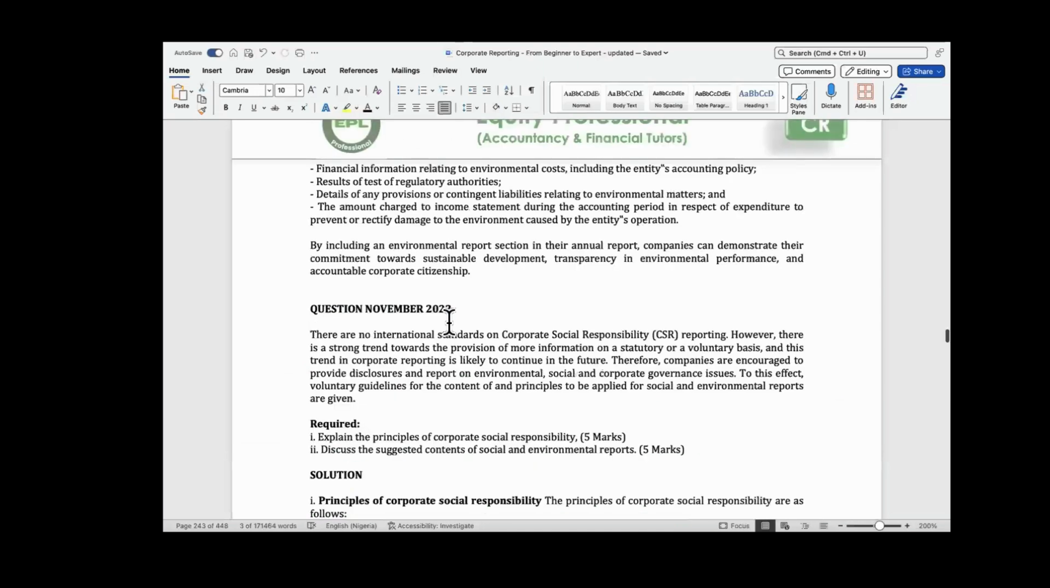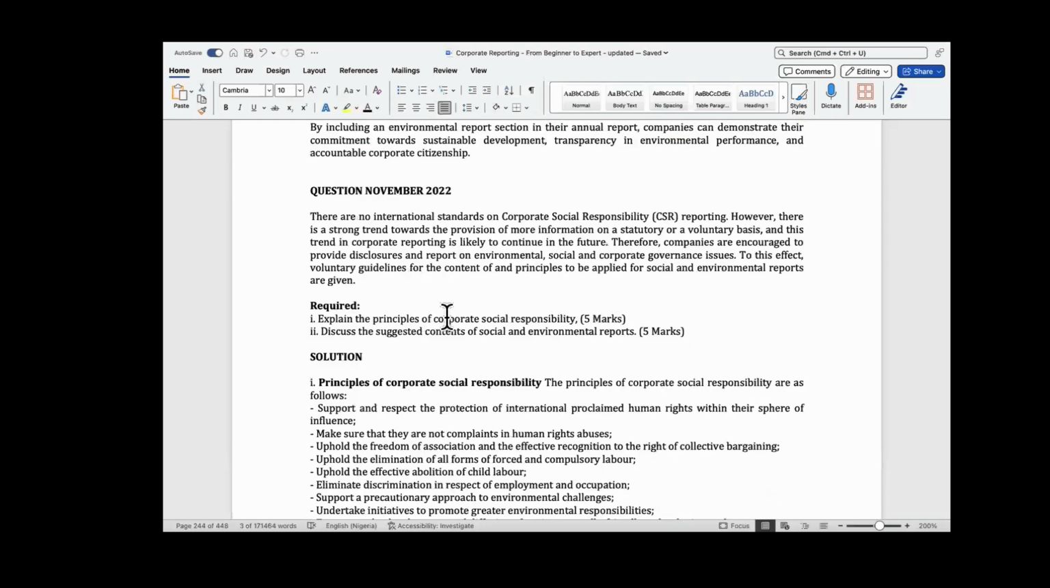Another one, which they asked in November 2022, was about the principles of CSR. This is still similar to sustainability reporting. If they ask something like this again this year, all of those things around sustainability, you talk about environmental protection, you talk about social development and economic growth, and that would answer this question. They also asked the content of social and environmental reports; they asked this one almost every diet.